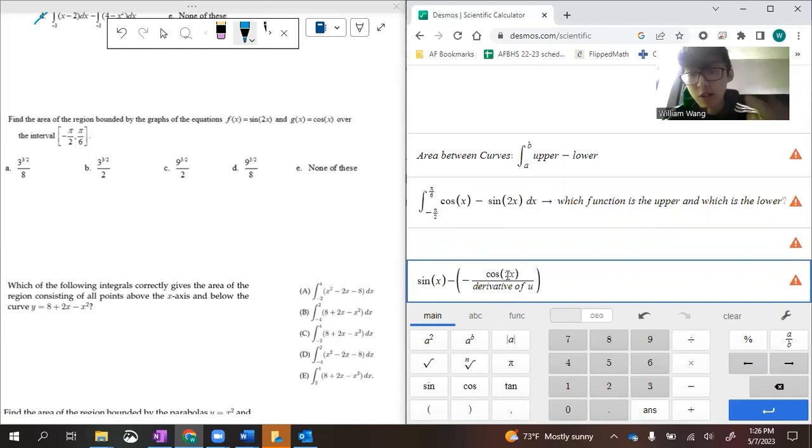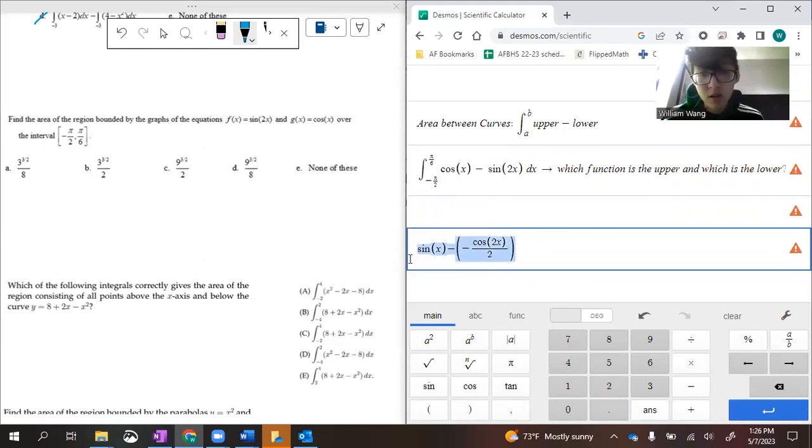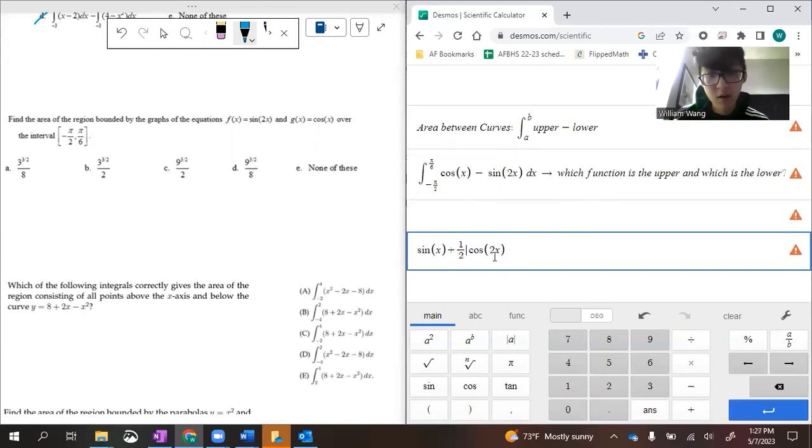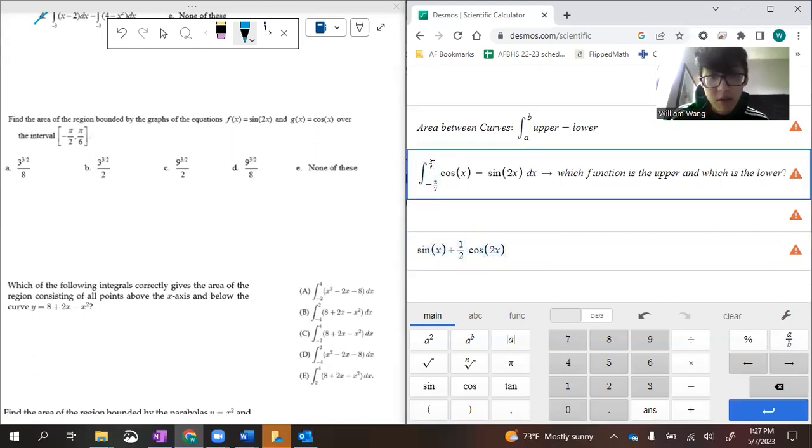That's just how almost all u-subs work. So really, I'm going to divide just by 2. All right, so this simplifies to sine of x plus cosine of x divided by 2. So plus, I guess, 1/2 cosine of 2x. Okay, now I just need to plug in my bounds because I integrated.